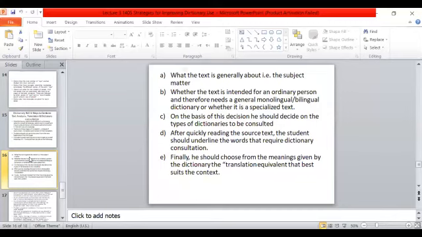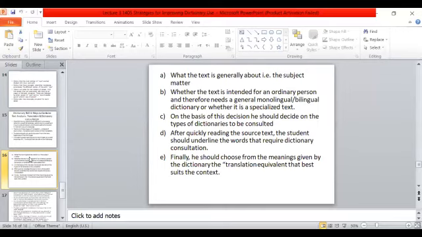What the text is generally about, the subject matter of the text, whether the text is intended for an ordinary lay person, and therefore needs a general monolingual or bilingual dictionary, or whether it is a specialized text, in which case the translator would need a specialized dictionary. On the basis of the decision of the type of text he is going to translate, the translation trainee should decide on the types of dictionary to be consulted.